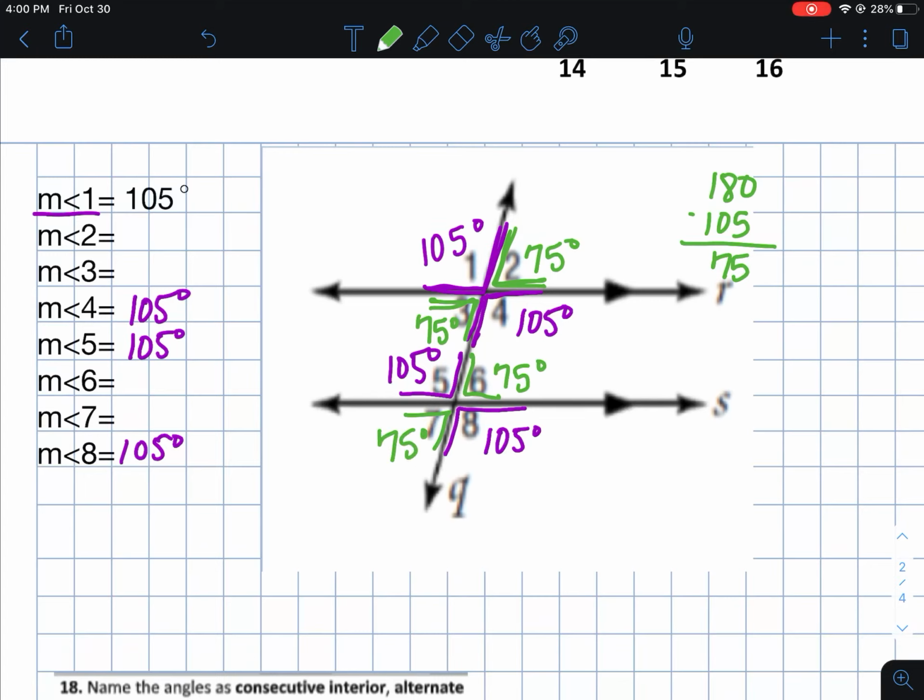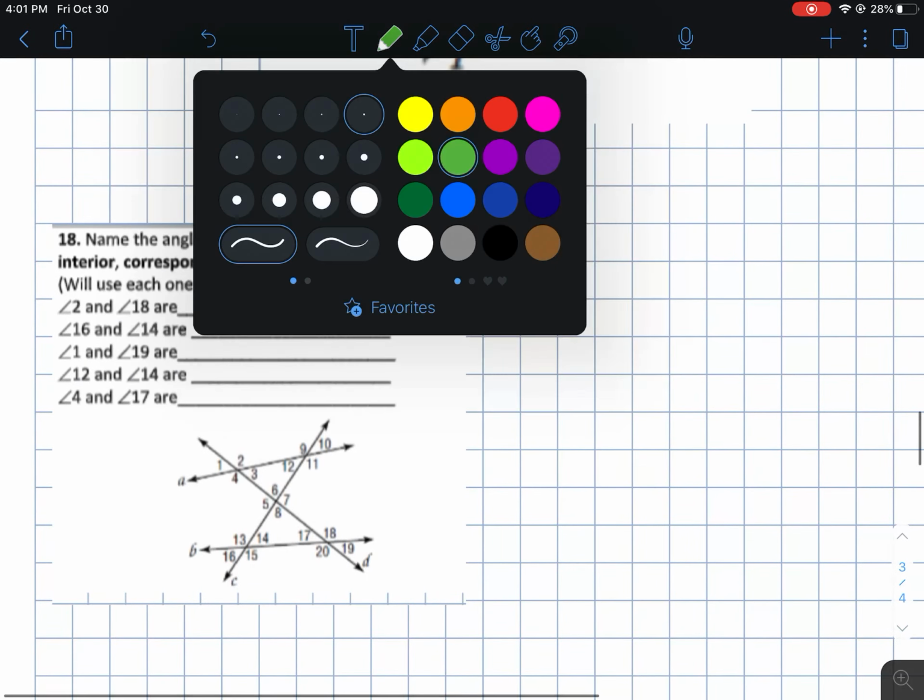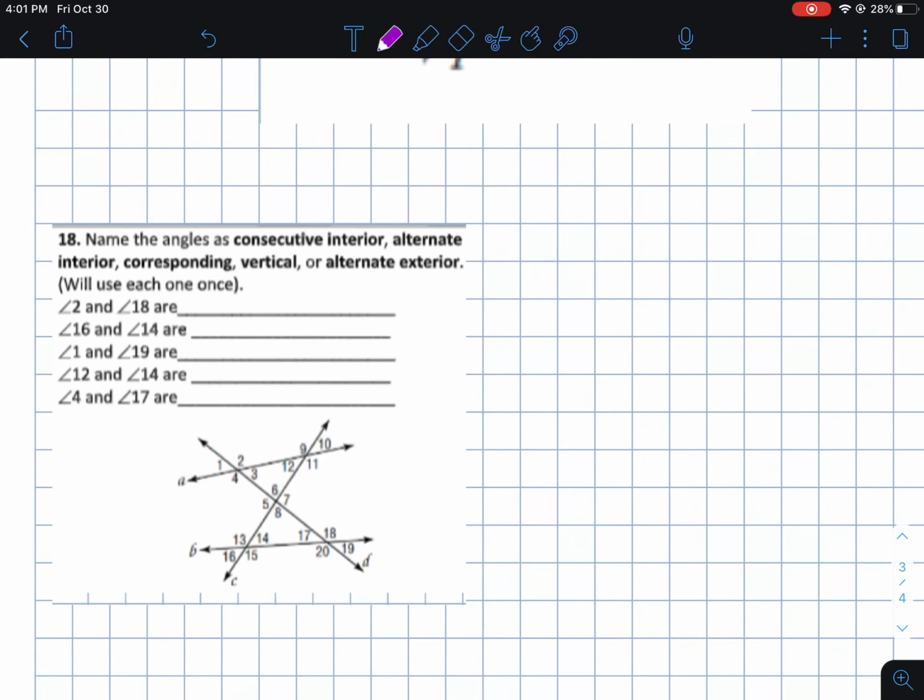Then you just fill those in over here. So angle 2, angle 3. I'm just double checking to make sure I marked everything correctly. 75 for angle 6 and 75 for angle 7. Okay, cool. So that's how you do that. Easy stuff, right? All right, last example, and then I'm done for this video.